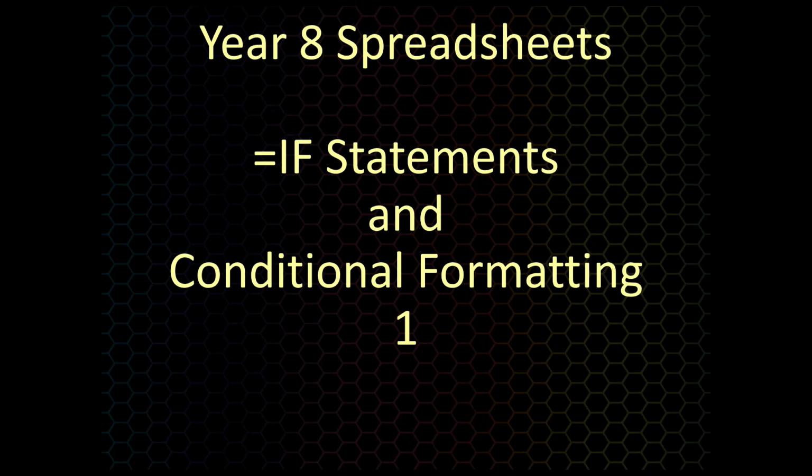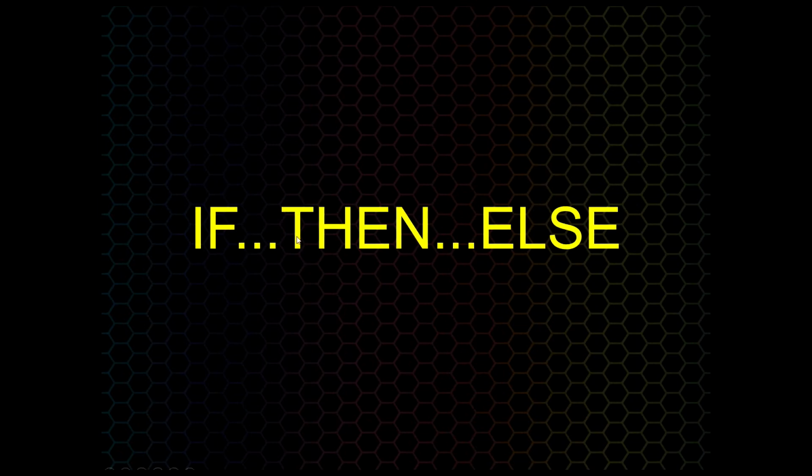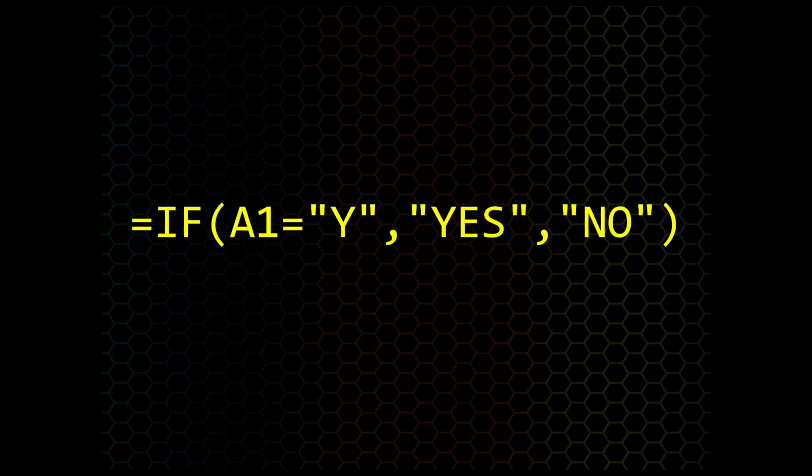So just a reminder from when we did our programming, when computers make decisions, they use these three words: if, then, else. So if something is happening, then do this, or else do the other thing. In a spreadsheet, we write this a little bit differently. So we say if, for example, cell A1 equals "Y", and that's in speech marks because it's a word, then, so the comma means then, yes, else, no. And we're going to now use that to put together a quiz.